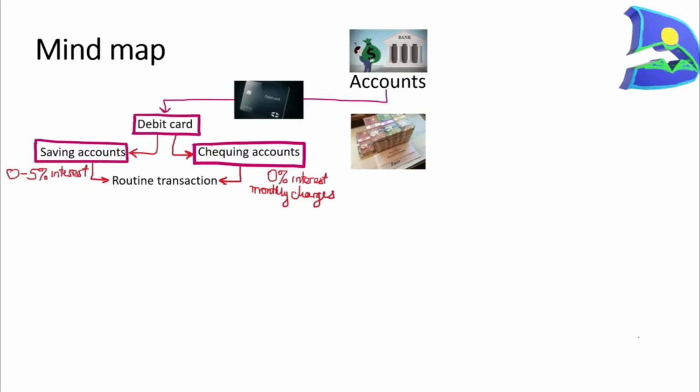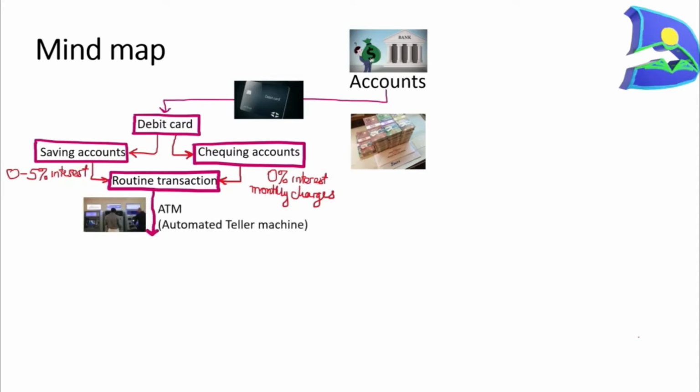So with more routine transactions, if you exceed the routine transaction limit, there could be charges that the bank will introduce into your bank account. There are various avenues by which banks introduce routine transactions. One is ATM machines, also called the automated teller machine, where you can insert your card and withdraw money in smaller amounts to do some specific financial task that you want to do.